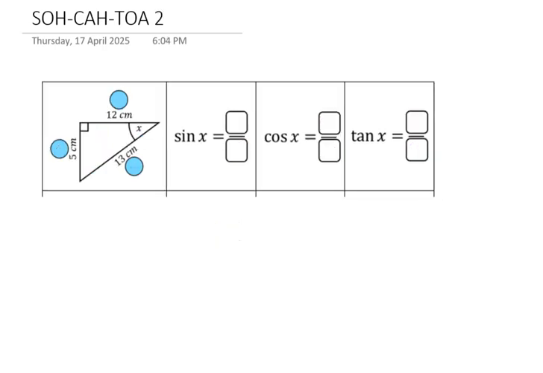Let's move on to the next one. So pause the video and first do the labelling here, and then work out what each trig ratio is. Okay, so labelling, here's x. So this side is the opposite. 13 is the hypotenuse, and 12 is the adjacent. So sine of x is the opposite over the hypotenuse, cos is the adjacent over the hypotenuse, and tan is the opposite over the adjacent. So we can very easily pull those numbers into the fractions.